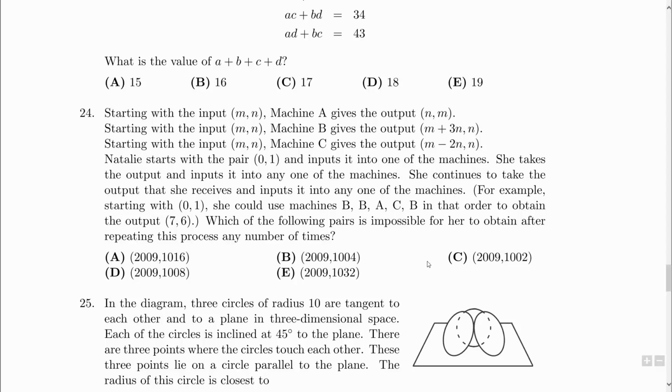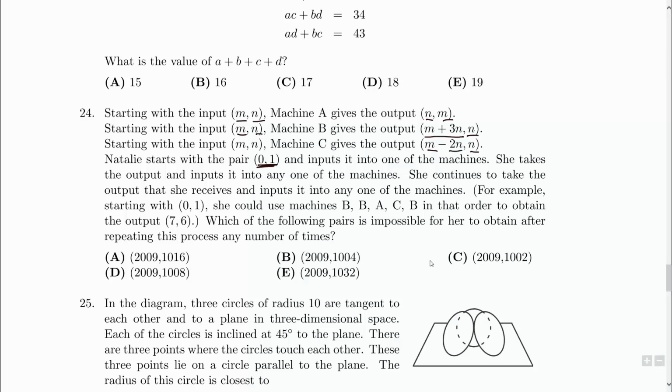So starting with the input mn, machine A just swaps the order. Starting with mn, the output we get from the machine is another ordered pair. It still has the n at the end, but now we add 3 of the second number to the first. And machine C starts with mn and gives us m minus 2n and then an n. Natalie starts with the pair 0, 1 and inputs it into one of the machines. She takes the output and inputs into any one of the machines. She keeps doing this over and over and over again.